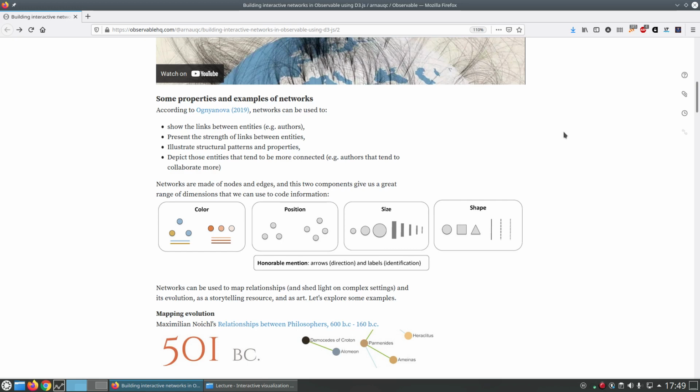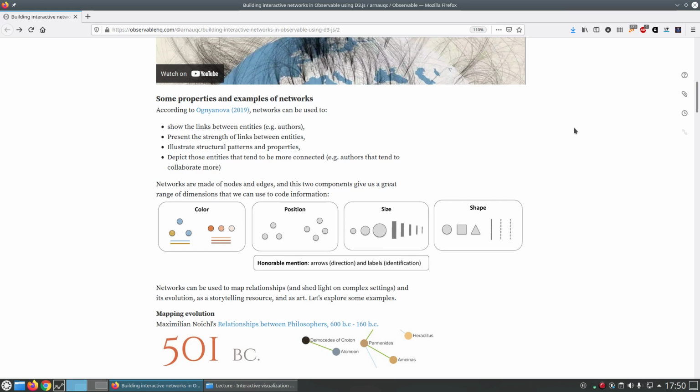And finally, another way of codifying information is using the shape. We can use different shapes for the different nodes, and we can also use different shapes for different types of links between nodes. I will also provide an example for both size and shape in the four examples that I selected for this class. We can also use arrows and labels to provide additional information to the network. Okay, so have it in mind: color, position, size, and shape are the four components that we can use to codify information in a network.